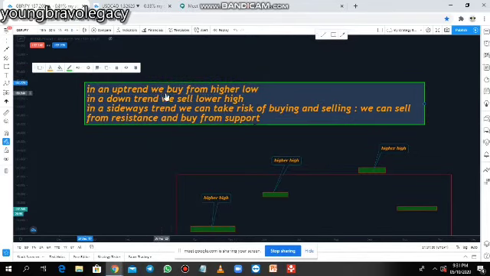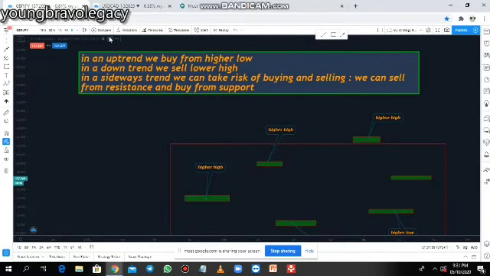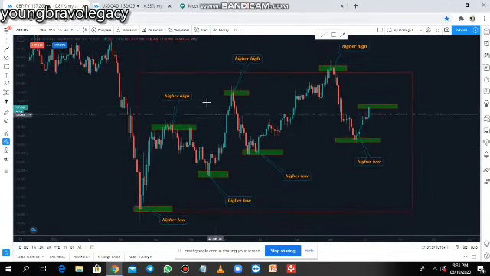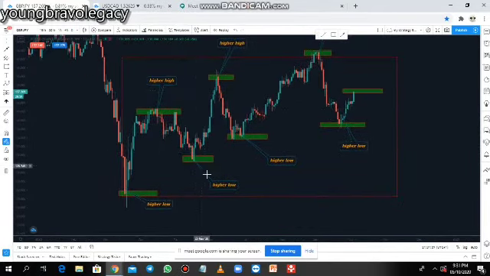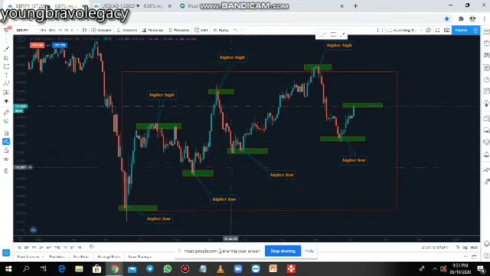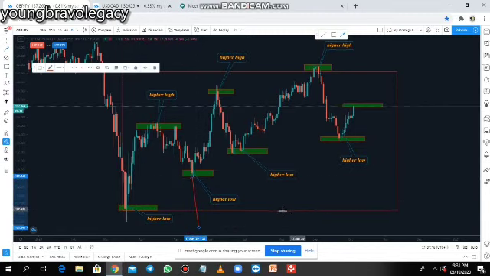We said in an uptrend we buy from the higher low. Let's look at what we have on the screen now. Price is trending upward. So if we are taking a buy, that means we are buying from these higher lows, and you can see how much profit we made. This was the trade I took today, the one that made me a lot of money. I saw we were in an uptrend and I went to the lower time frame to look for support to buy.